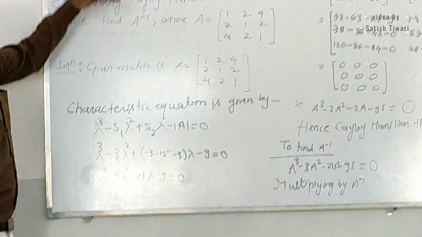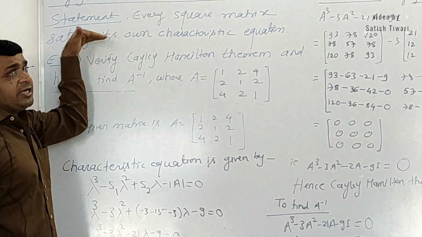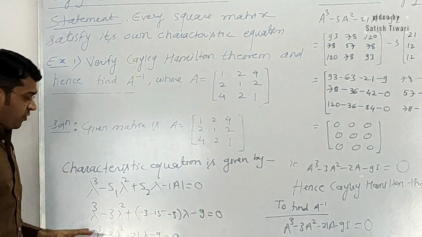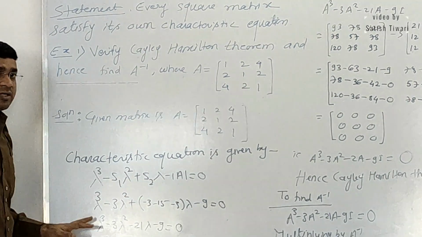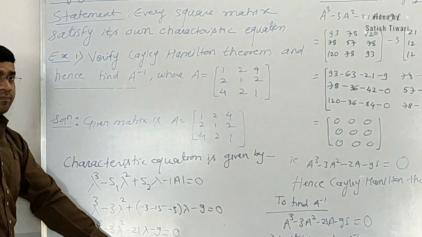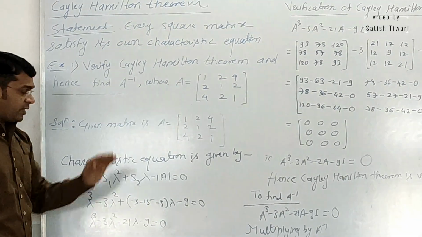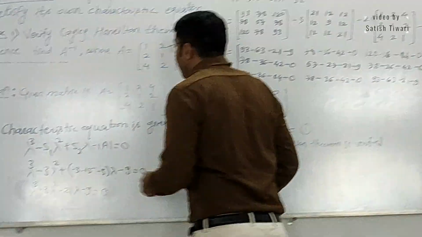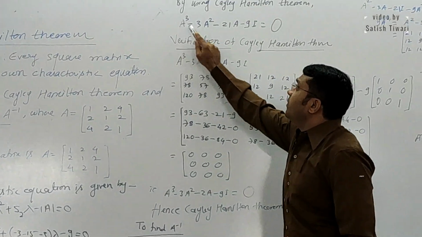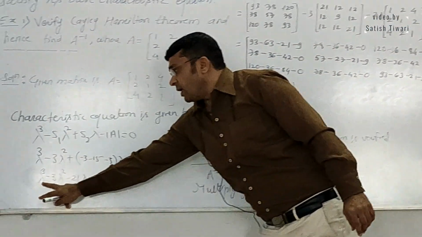Okay. And now what does this statement say? Every square matrix satisfies its own characteristic equation. We have obtained the characteristic equation. So this matrix A will satisfy this equation. What does it mean? I can replace the lambda by A. So I am replacing the lambda by A. I have then here A cube minus 3A square minus 21A.